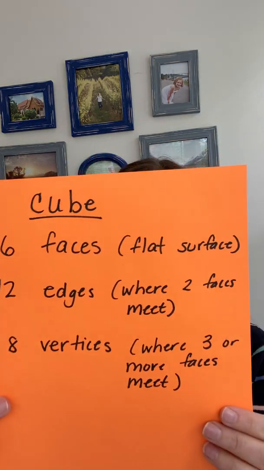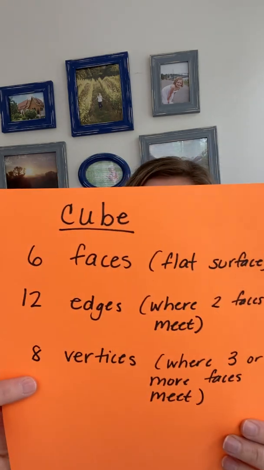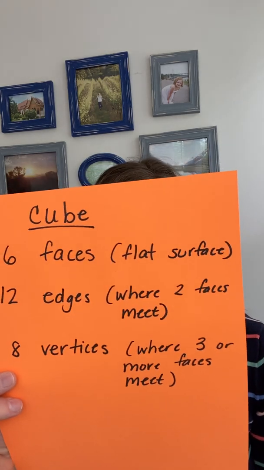So if I were to count the edges, I would count 1, 2, 3, 4, okay? Now I'm gonna do the bottom, 5, 6, 7, 8, and now I'm gonna do the sides, 9, 10, 11, 12, so 12 edges. And then the last bit are the vertices. And the vertices are where the 3 faces meet. It's kind of like the corners.